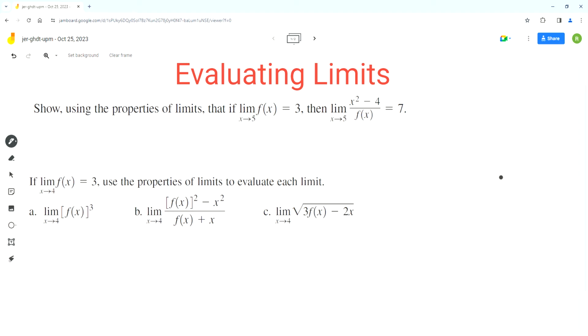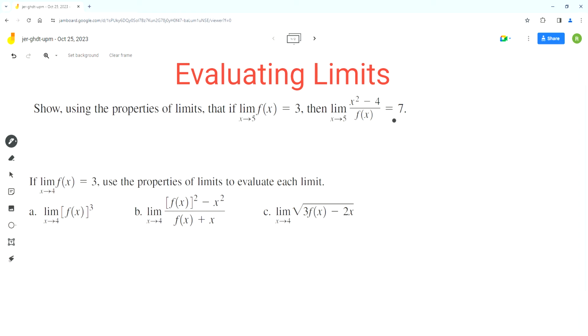So in this video, we'll solve these problems using the concepts of limit. So let's start with the first problem. Show using the properties of limits that if limit x approaches 5 for f at x is equal to 3, then limit x approaches 5 for x squared minus 4 over f at x is equal to 7.